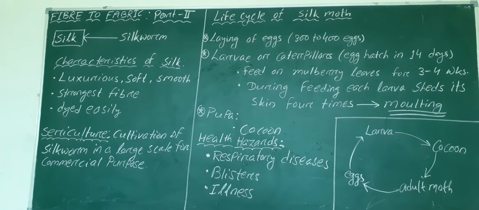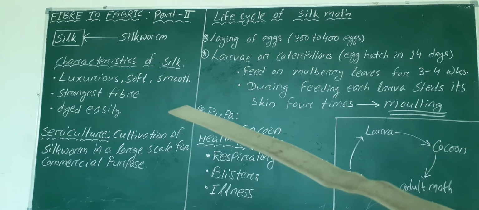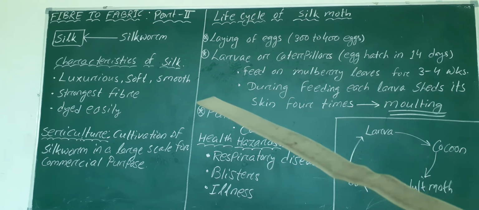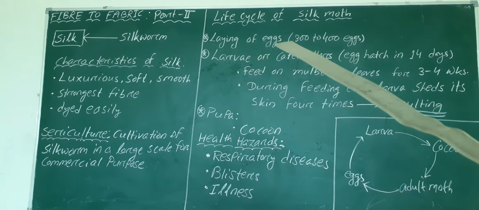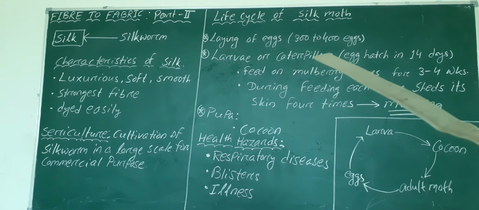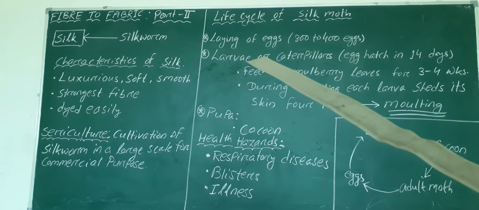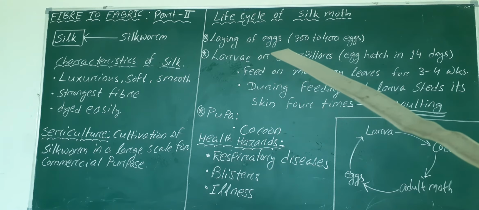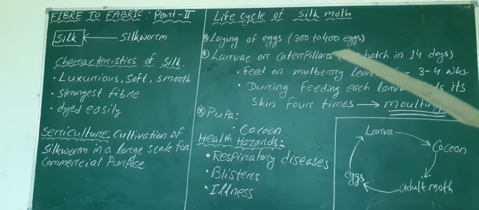Now let's come to the life cycle of the silk moth. You can see this is the life cycle of a silkworm. First is egg, larva, cocoon and adult moth. So let us discuss first: laying of eggs. The female silk moth lays about 300 to 400 eggs at a time.